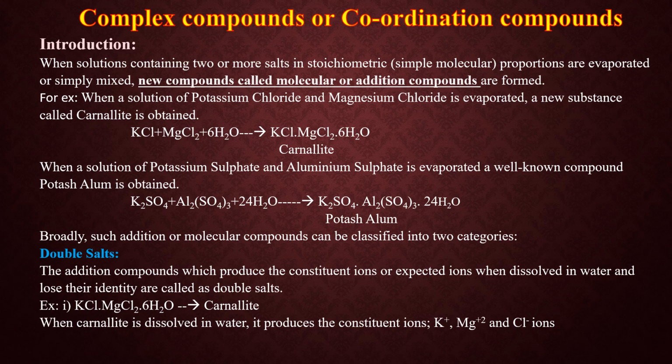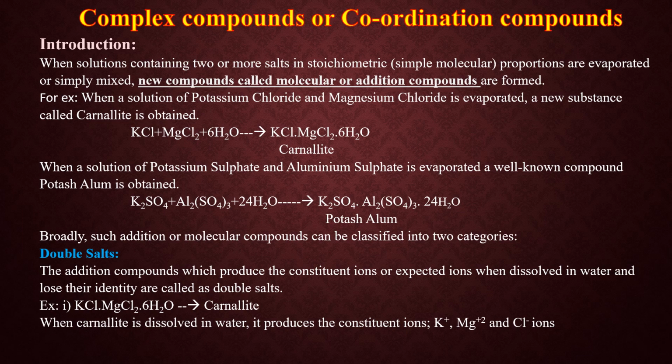Look at the examples given here. Taking the first example as carnallite, you know the formula of carnallite, KCl MgCl2 6H2O. So how did we get this carnallite? By mixing up or by evaporating solutions of KCl and MgCl2 we get carnallite. Okay. Now when this carnallite is again dissolved in water, what happens, students? It produces the ions like K plus, Cl minus and Mg 2 plus ions.